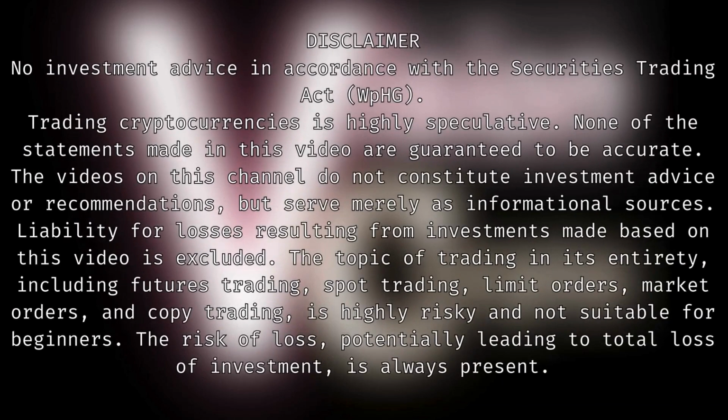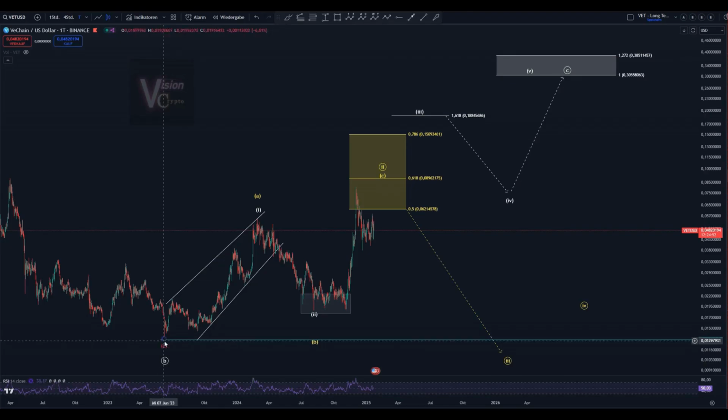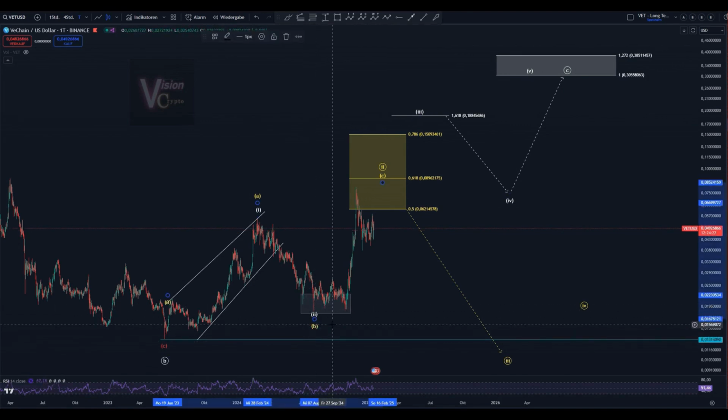First, let's take a look at the overarching chart. So when we start from our bear market low from 2023, we have built out a wave A or wave 1 here, and then we move down into a wave 2 or wave B in yellow.